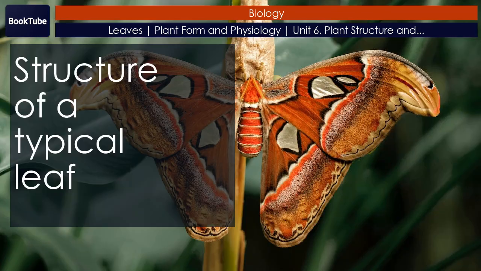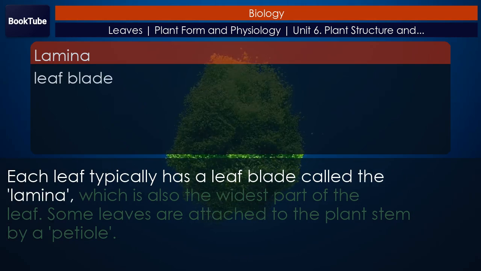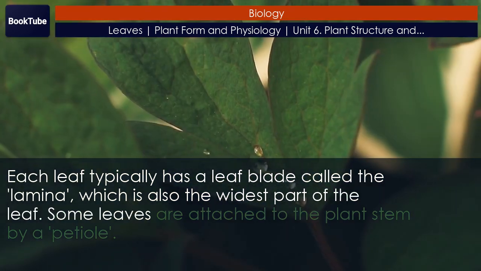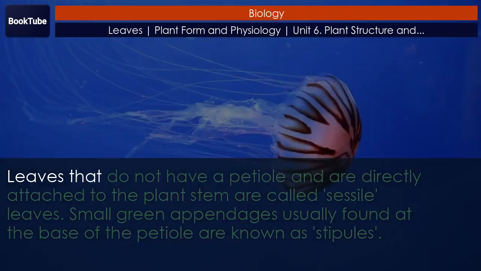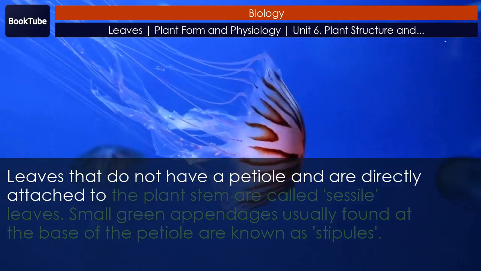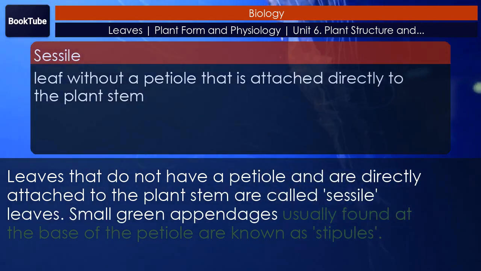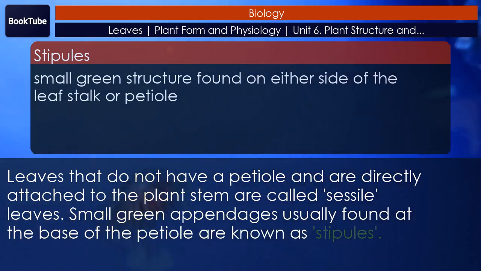Structure of a typical leaf. Each leaf typically has a leaf blade called the lamina, which is also the widest part of the leaf. Some leaves are attached to the plant stem by a petiole. Leaves that do not have a petiole and are directly attached to the plant stem are called sessile leaves. Small green appendages usually found at the base of the petiole are known as stipules.